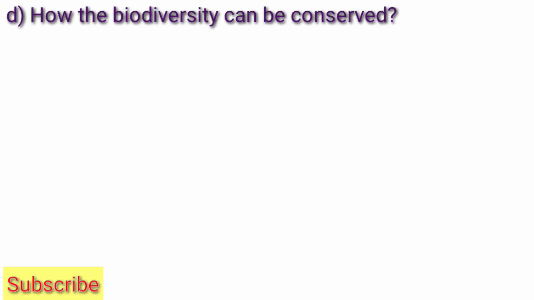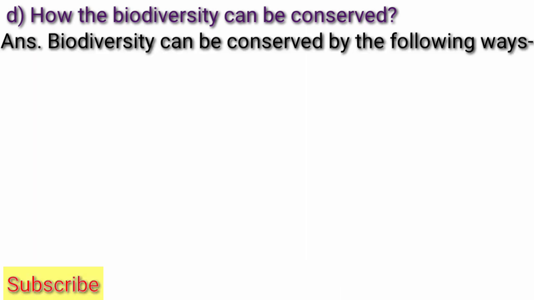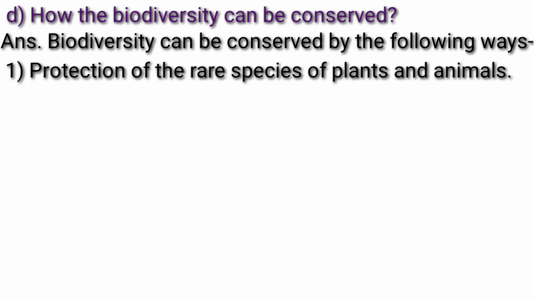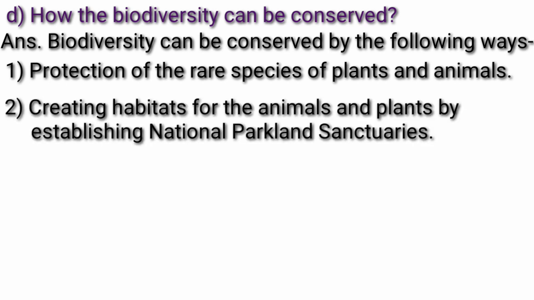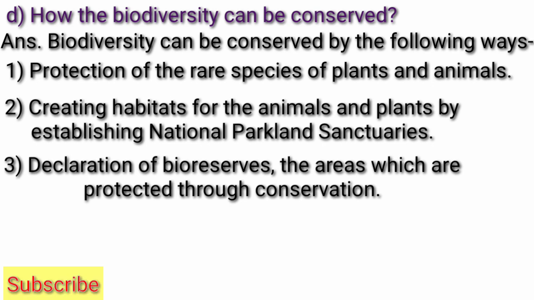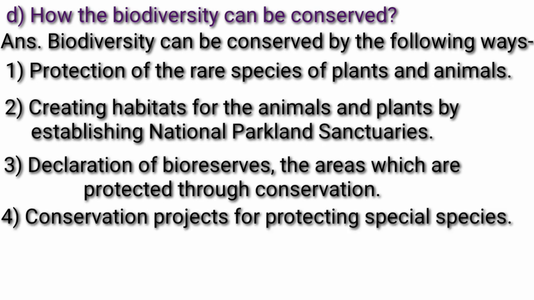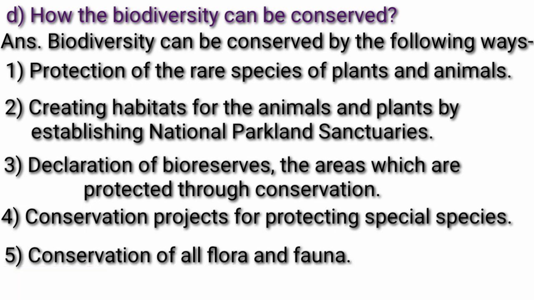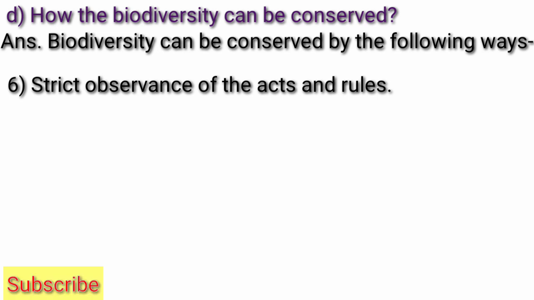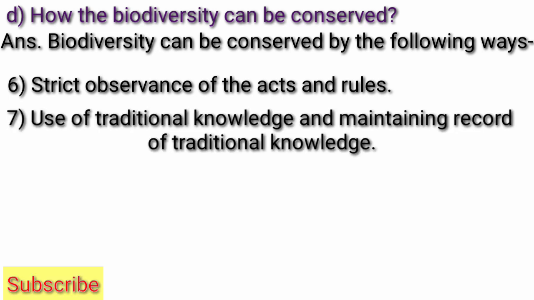Question D. How can biodiversity be conserved? Answer. Biodiversity can be conserved in the following ways: protection of the rare species of plants and animals, creating habitats for the animals and plants by establishing national parks and sanctuaries, declaration of bioreserves, the areas which are protected through conservation, conservation projects for protecting special species, conservation of all flora and fauna, strict observance of the acts and rules, use of traditional knowledge and maintaining a record of traditional knowledge.